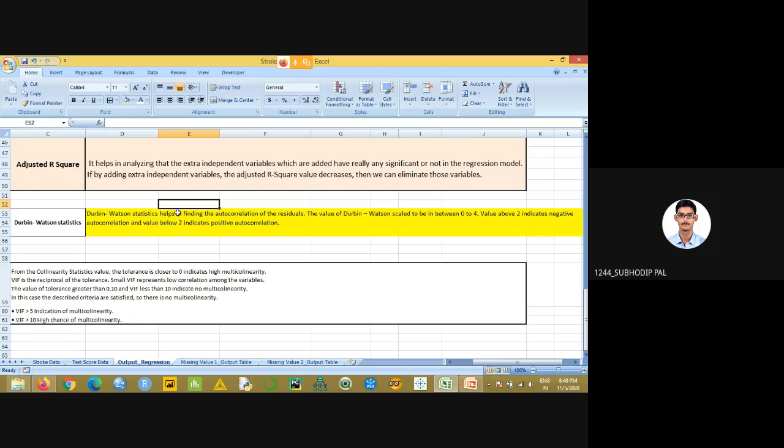The important thing is what autocorrelation is, and this particular value, its limits, and what the difference in the value actually indicates.